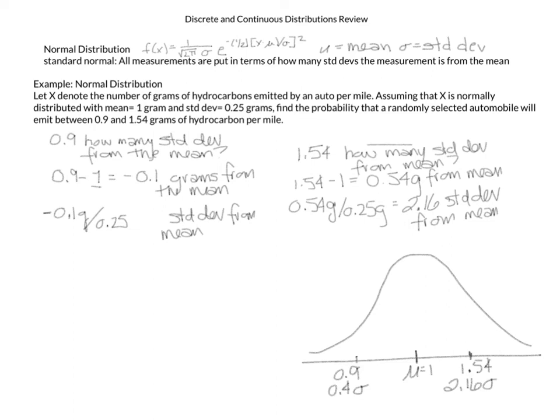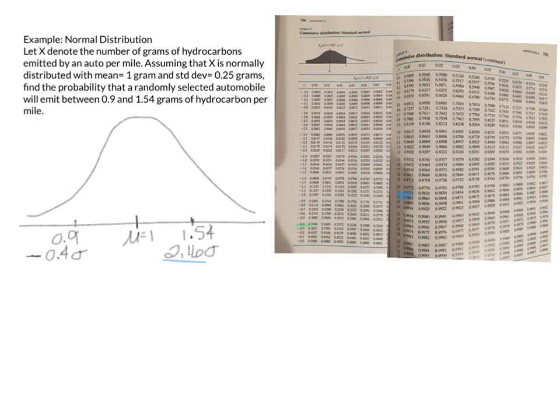I find these drawings really useful. I do the bell-shaped curve, I put the mean, mu equals 1, I put my measurement 0.9, which I have converted to negative 0.4 standard deviations, that's a sigma, and 1.54 is my measurement, and that's 2.16. And this is a sigma next to the 2.16, it's not a 0. I had to move some things around so that I could show you the table that I have.